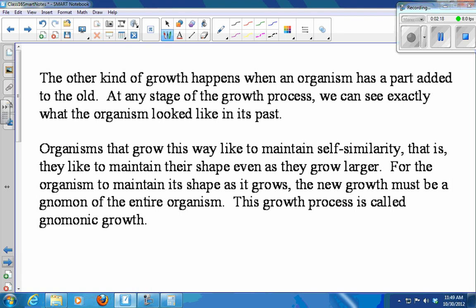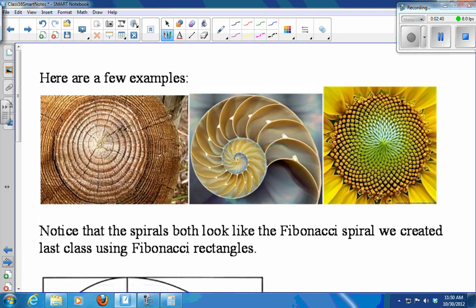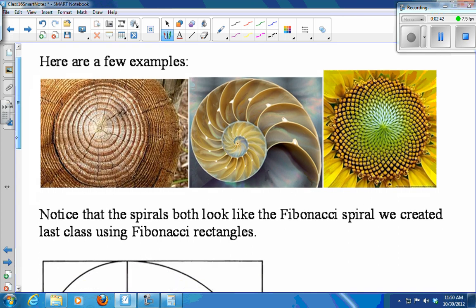And at any stage of the growth process, you can see exactly what the organism looked like in its past. And organisms that grow this way like to maintain self-similarity, so they maintain their shape even as they grow larger. And for an organism to maintain its shape as it grows, new growth has to be a gnomon of the entire organism. So that's why we studied gnomons. And the process is called mnemonic growth. And these are a few examples.